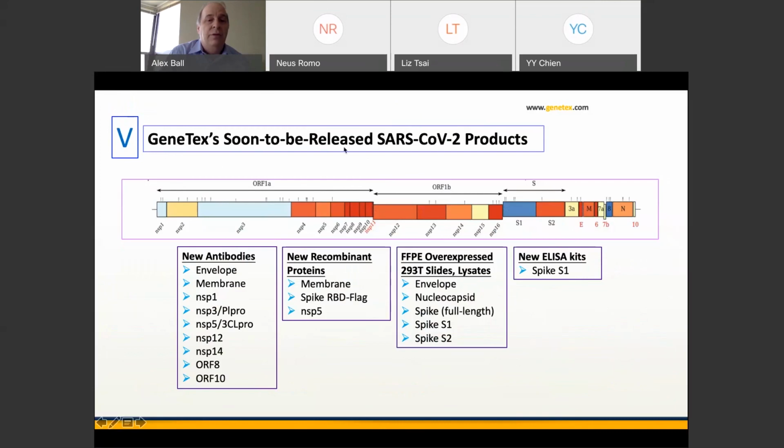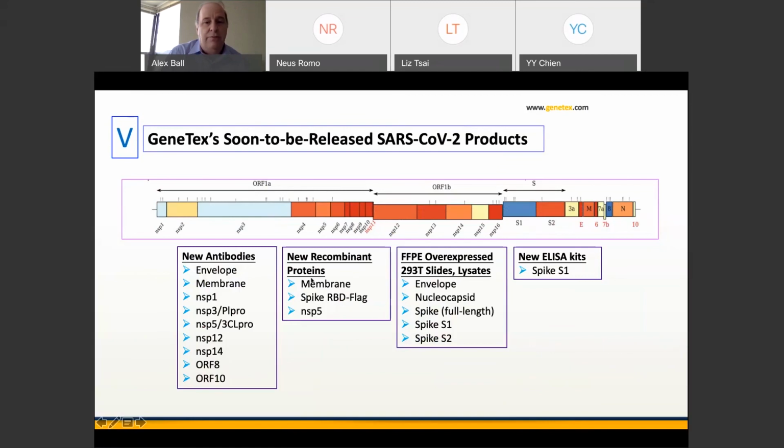And then soon to be released SARS-CoV-2 products are a slew of new antibodies against envelope and membrane, so the remaining 2 structural proteins, and several of the key non-structural proteins: NSP1, the 2 proteases NSP3 and NSP5, NSP12, which is the actual polymerase, NSP4, a methyltransferase and exoribonuclease, which is a key part of the replication machinery, and ORF8 and ORF10, which are 2 of the accessory proteins.